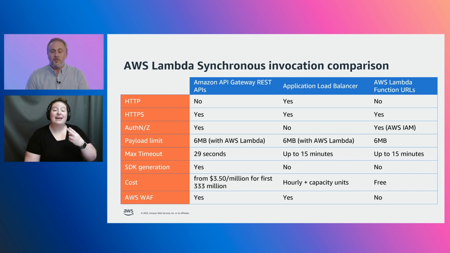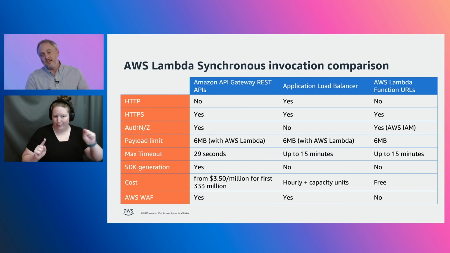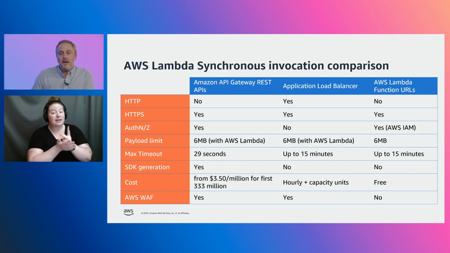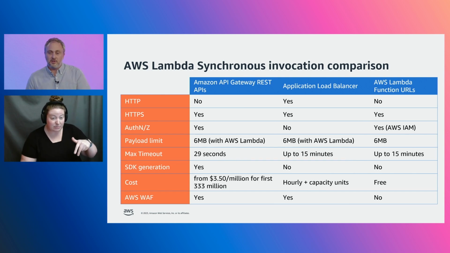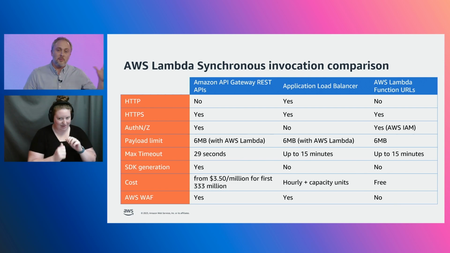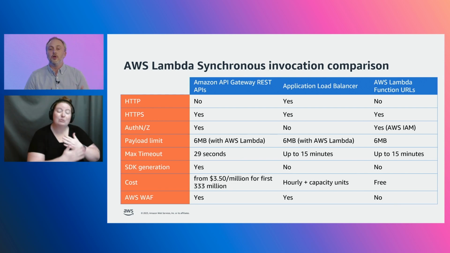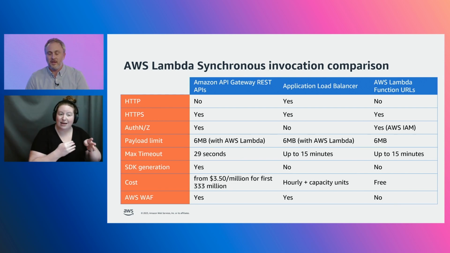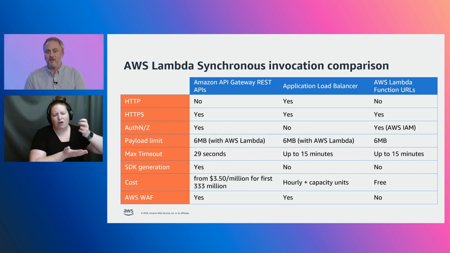Now, I can authenticate and authorize access to my function URL for Lambda using IAM permissions, okay? Or I can have that completely open and public. I can't do that with Application Load Balancer, and with REST APIs and API Gateway, I have lots of different options for authenticating and authorizing access to that URL.